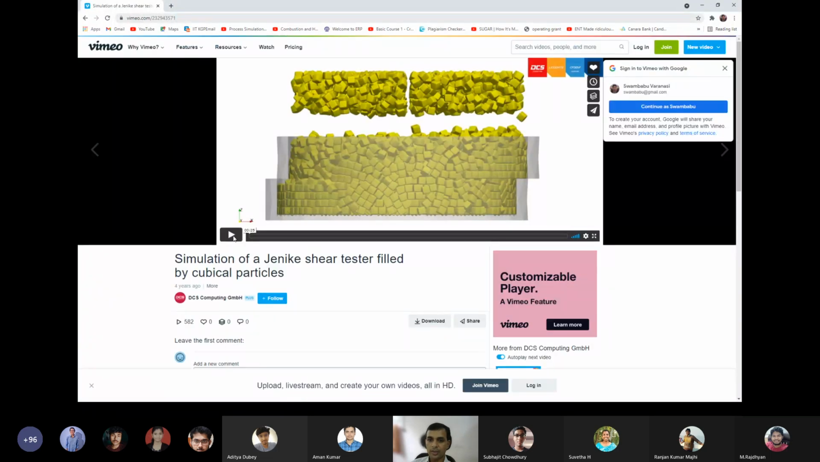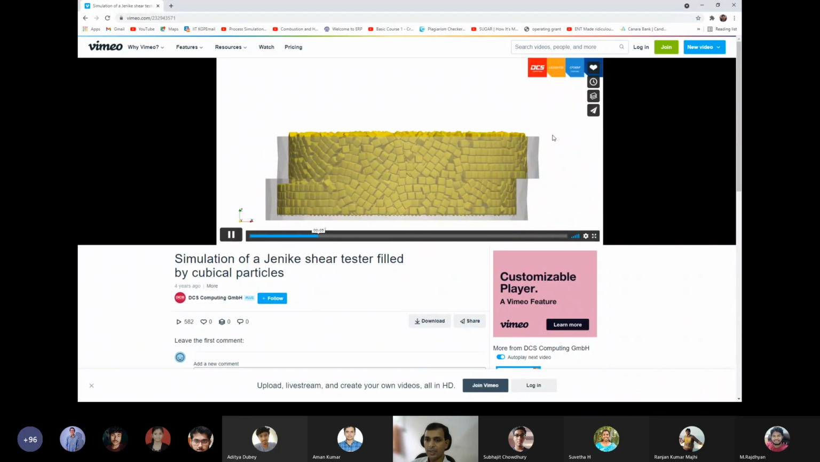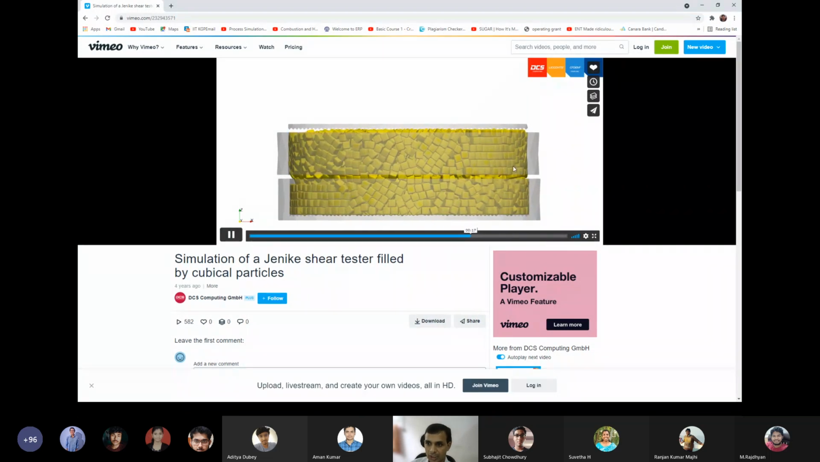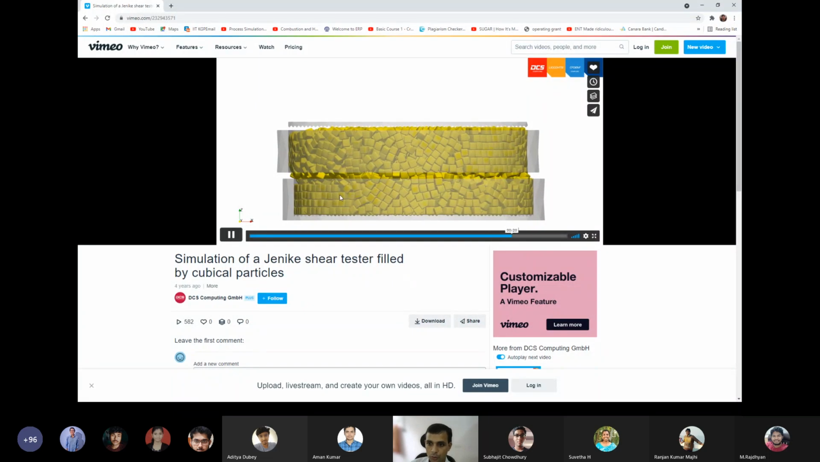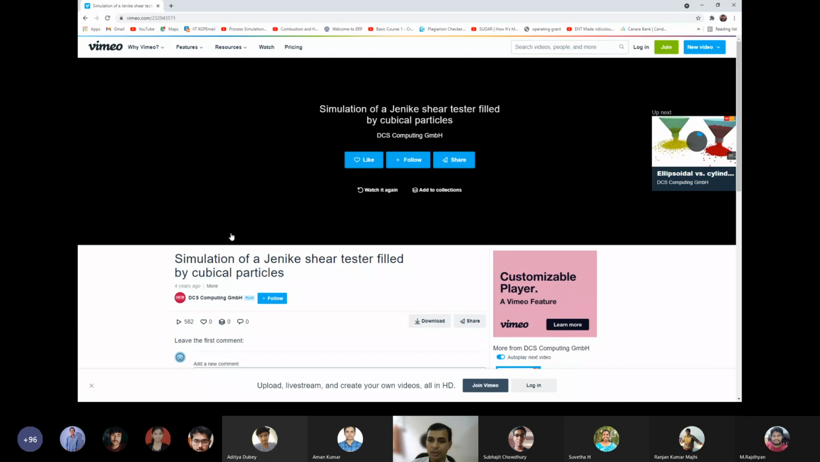Yeah. So here you can all see this is just a simple simulation. We have particles, and then we made it smooth. Then this is the surface. This is the top one, and this is the bottom one, and we're trying to move the top cup over the bottom cup, and you can see how the interaction between the particles takes place. That interaction determines the angle of internal friction.